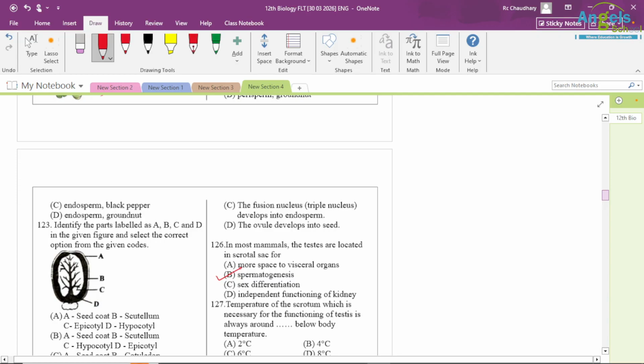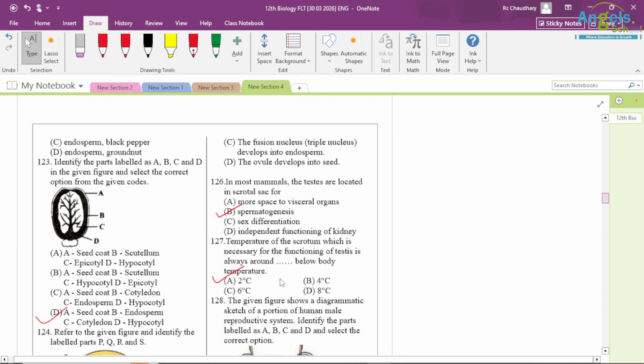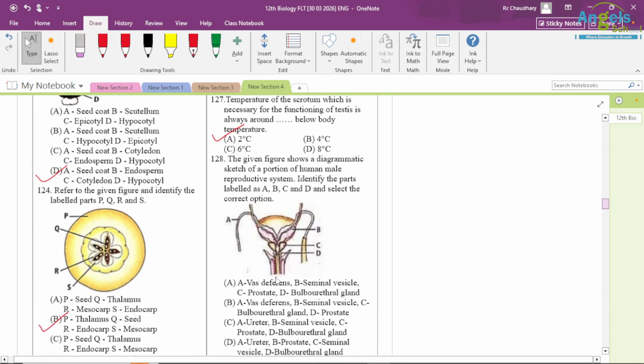Spermatogenesis. The temperature of the scrotum, which is necessary for the functioning of the testes, is always about 2 degrees less than body temperature. Okay, you have to label a diagram. So A is vas deferens, B is seminal vesicle, C is prostate, D is bulbourethral gland. Okay, so option A is correct.